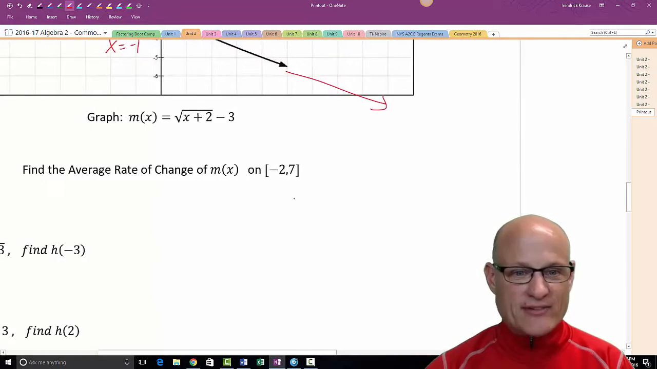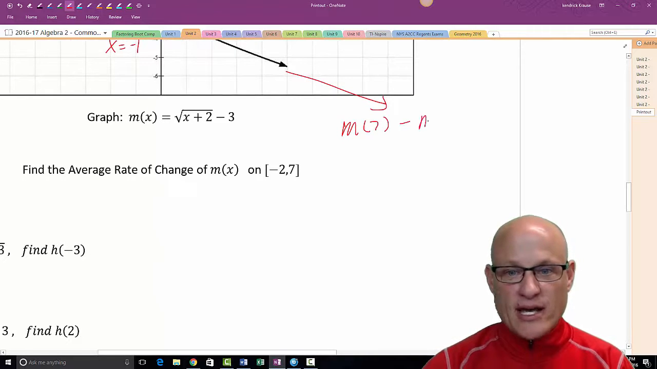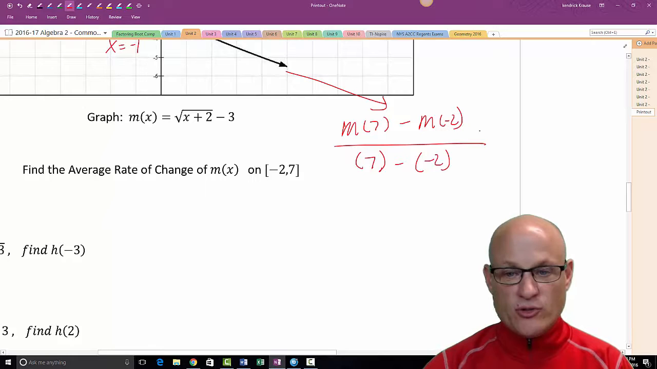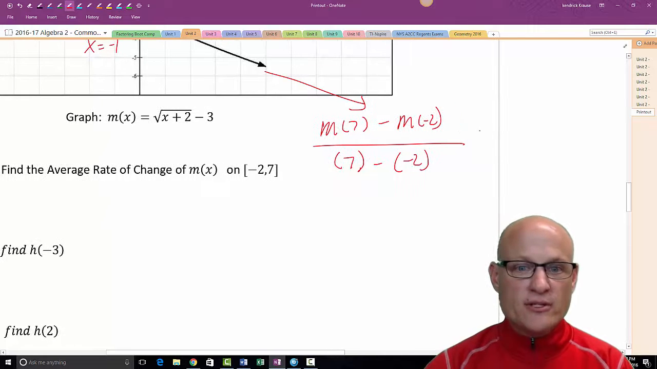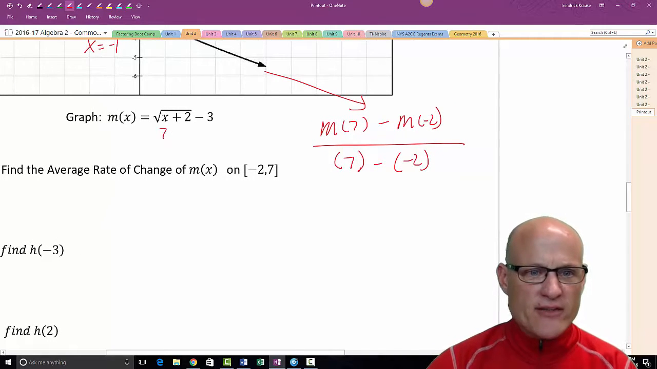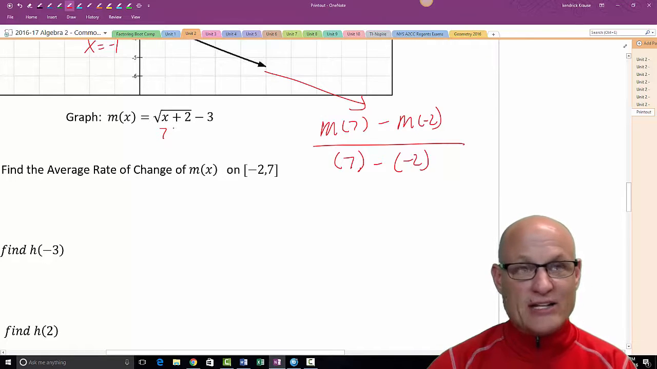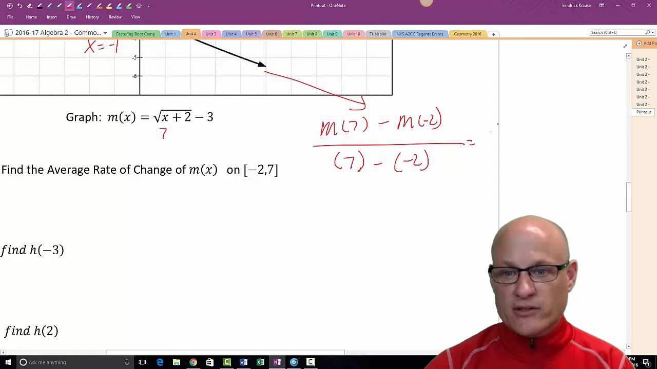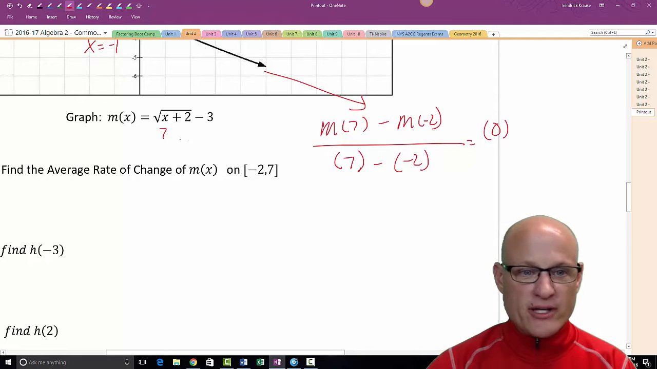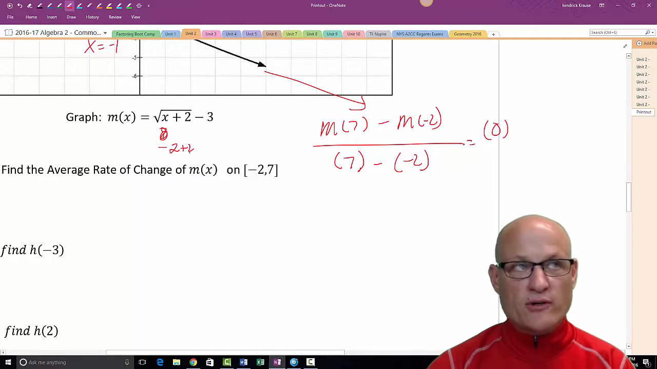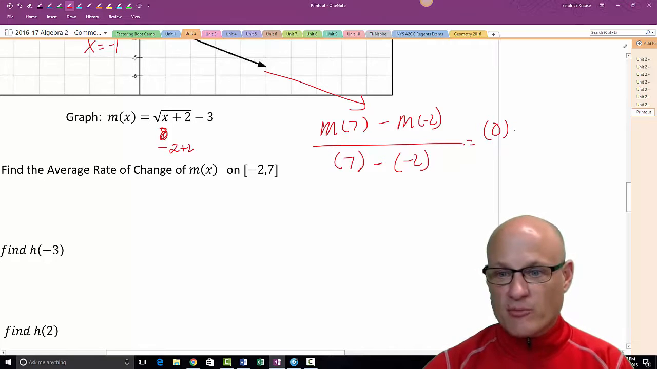I'll do this one last, average rate of change. This is going to be m of 7 minus m of negative 2 all over 7 minus negative 2. Use parentheses. All right, if I put in a 7 here, that's 9. The square root of 9 is 3. 3 minus 3 is 0. If I put in a negative 2, plus 2 is 0. The square root of 0 is 0. So this becomes minus negative 3.